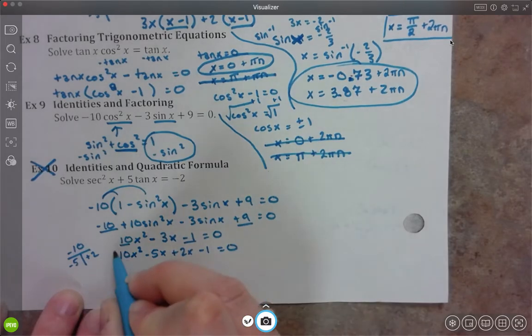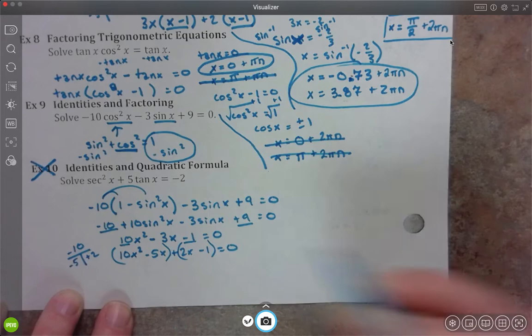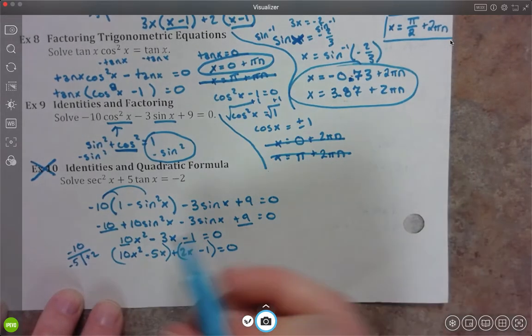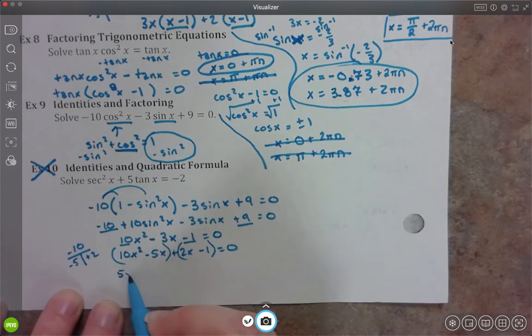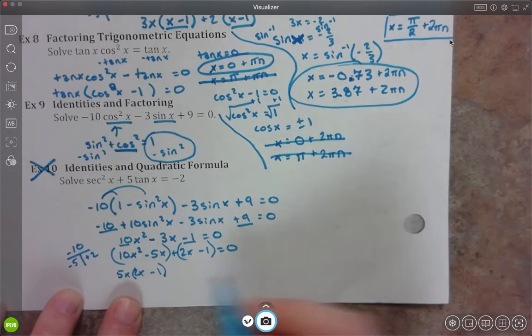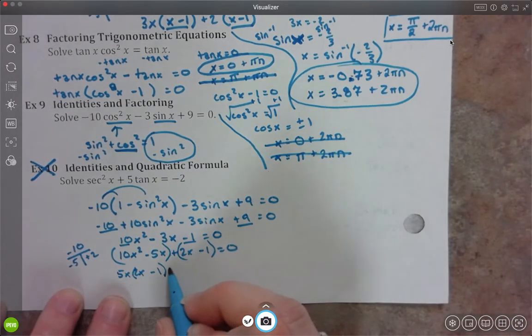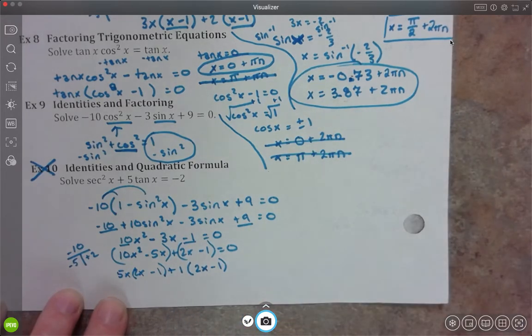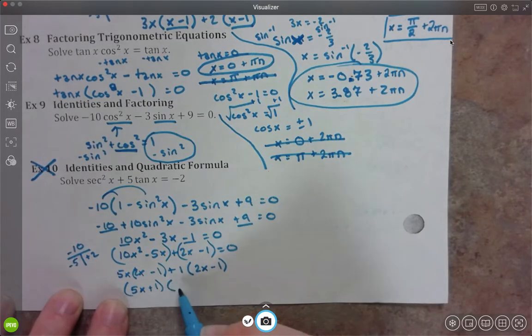And then I'm going to group those things. Okay, so things that I can pull out of 10x squared minus 5x, I'm going to pull a 5x out, and I get 2x minus 1. And then 2x minus 1, there's nothing I can pull out, but I'm going to pull out a positive 1, because you always have to take something out. Okay. So then my two pieces will be 5x plus 1 and 2x minus 1.